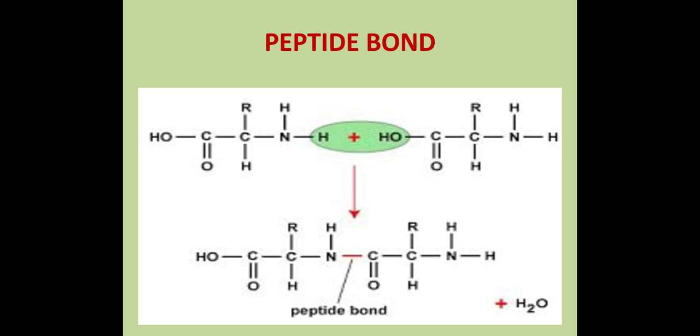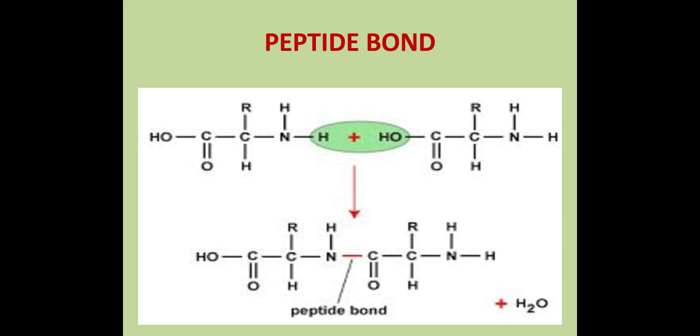Peptide bond. The amino acids are linked to each other by a special type of amide bond which is known as peptide bond. And this peptide bond consists of carbon, oxygen, nitrogen and hydrogen atoms. This peptide bond is also known as CONH bond. There is no freedom of rotation about the C-N bond of the peptide bond.